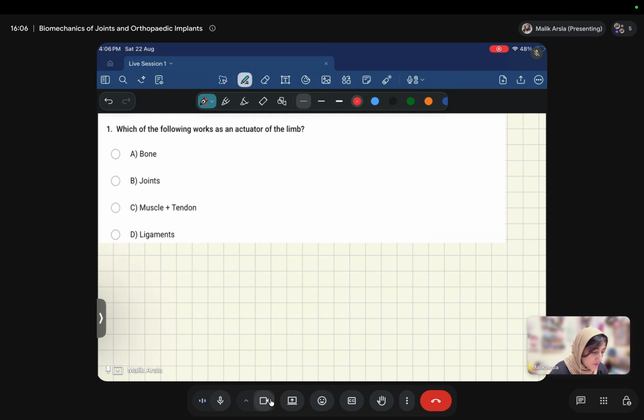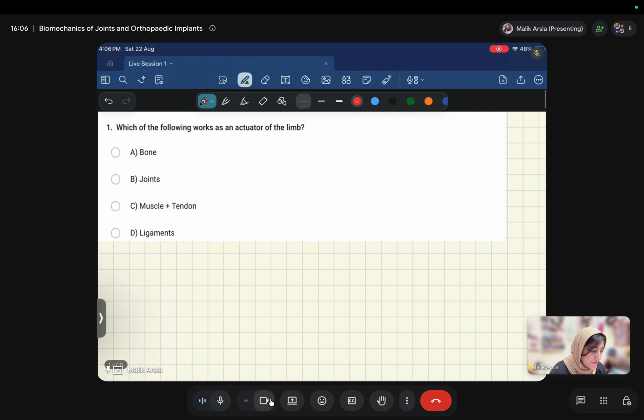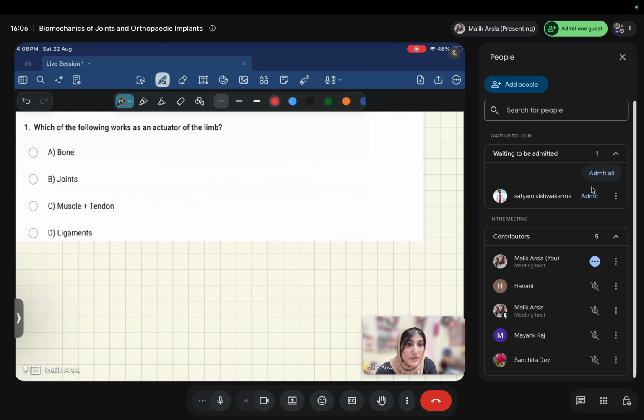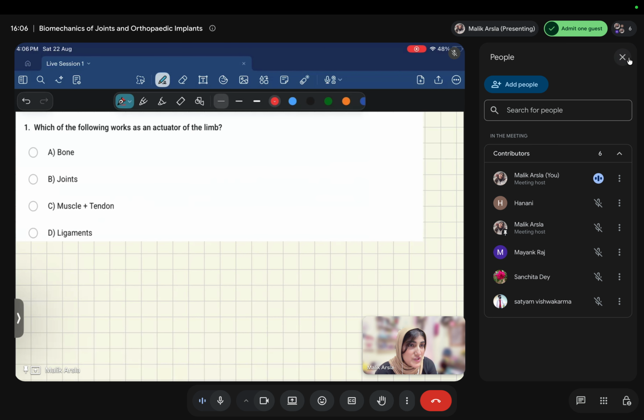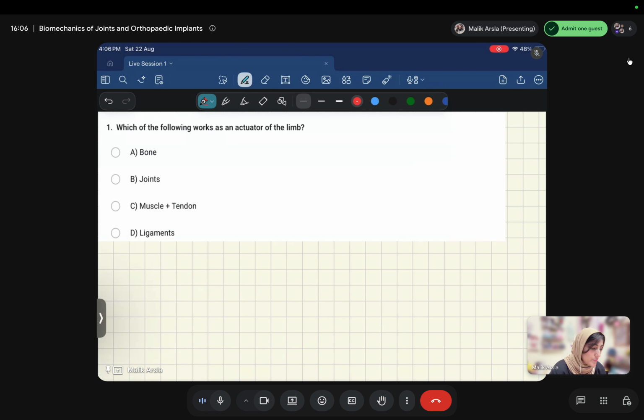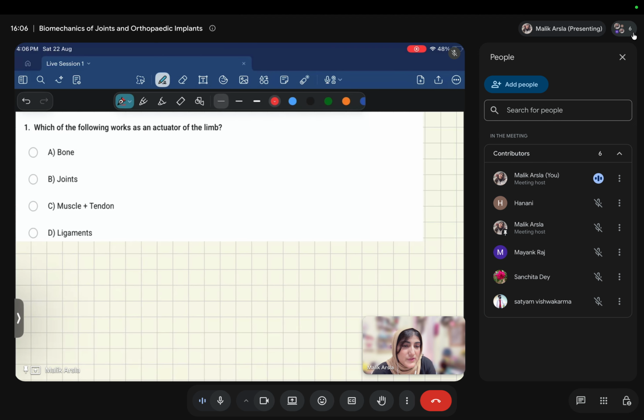So the first question is: which one of the following works as an actuator of the limb? The options given are bone, joints, muscle plus tendon, and ligaments. What do you think is the correct answer for this? You can put your answers in the chat box as well.